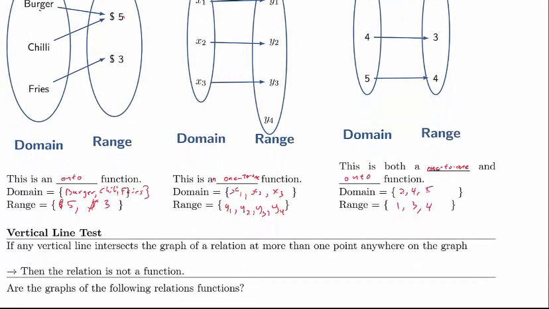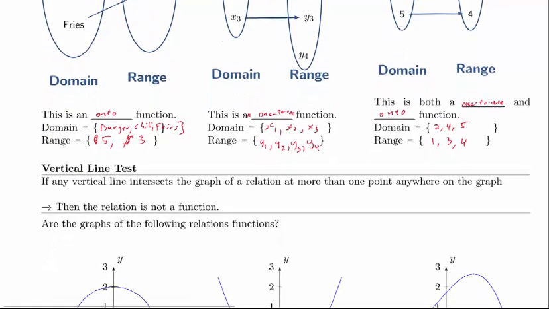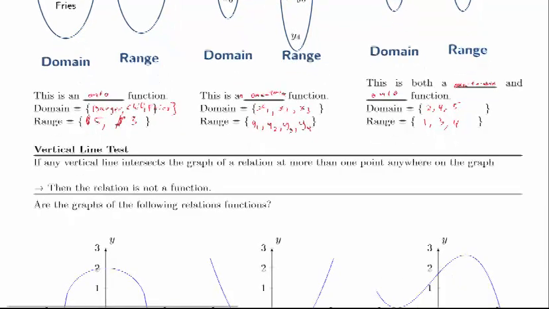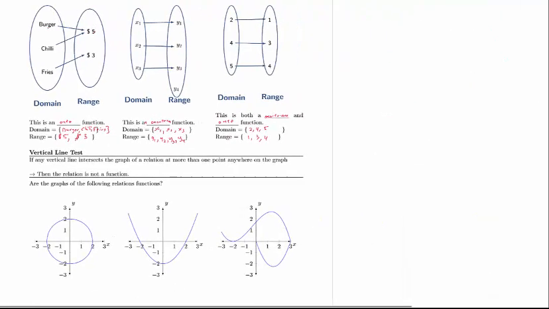Alright, so this kind of brings us to the vertical line test. If any vertical line intersects the graph of a relation at more than one point anywhere in the graph, then the relation is not a function. So let's take a look at these examples, put this to the test, and we're going to relate it to these guys up here.